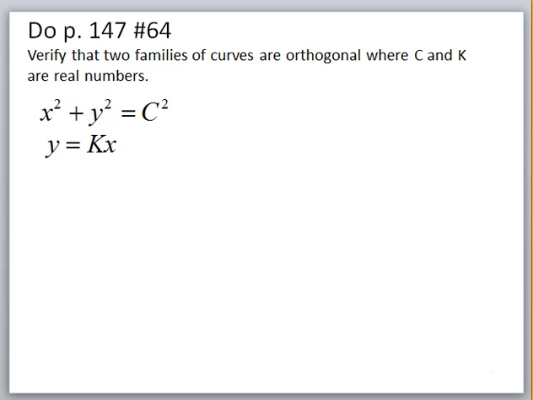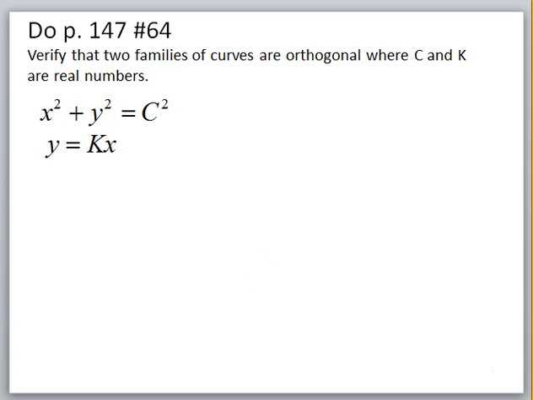Okay, in this problem we're going to use implicit differentiation to verify that the two families of the curves are orthogonal, where C and K are real numbers. So orthogonal again means that the tangent lines of the curve are going to be perpendicular to each other.